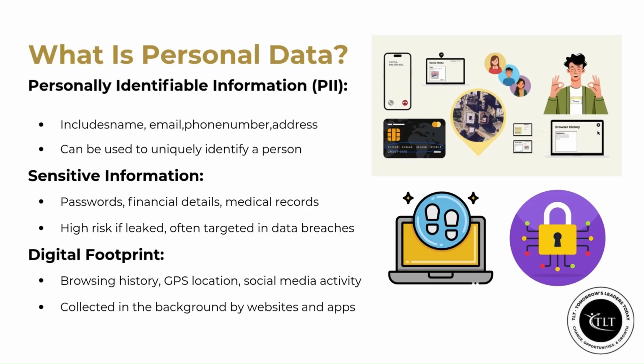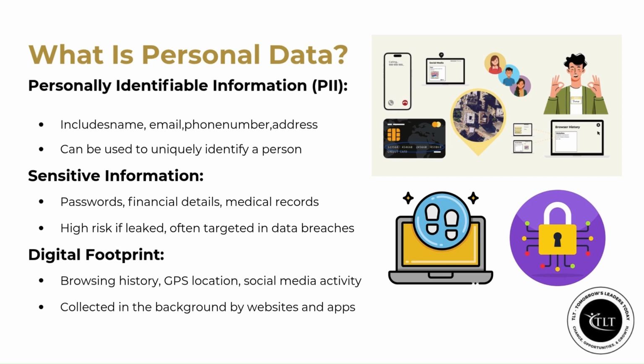Personal data is more than just your name or phone number. There are different categories. First is personally identifiable information, like your name, email, or home address. It's the kind of info people often give away without even realizing its value. Then there's sensitive information: passwords, bank details, medical records. If these get stolen, it can lead to identity theft, fraud, or hacking.